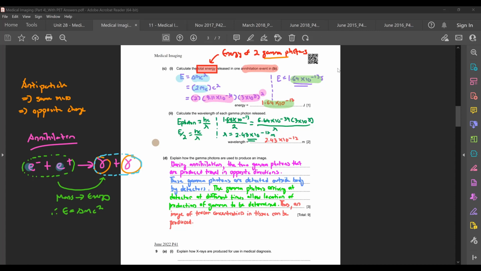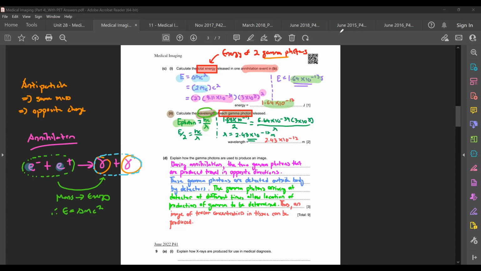Then you move on to part 2. Calculate the wavelength of each gamma photon released. You need to be careful now. They are talking about each gamma photon. The one before this was referring to 2 gamma photons. This one is referring to 1 gamma photon. You're talking about wavelength and you have energy involved, so you will use the equation for photon energy, where the energy of a photon is hc over lambda.